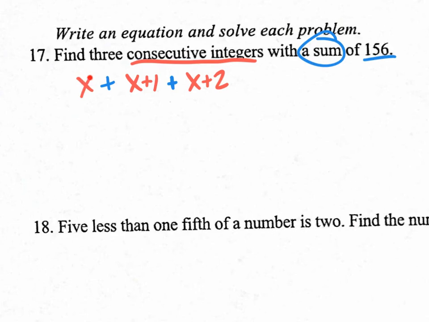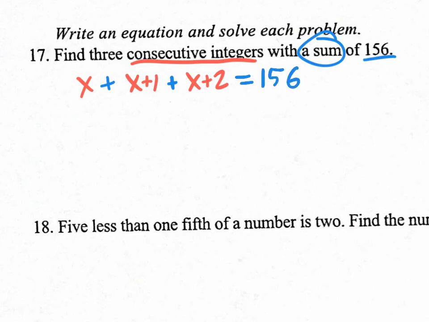Whatever this is, if it's a 7, then this is going to be 7 plus 1, which is going to be 8. This is going to be a 7 plus 2, which is going to be 9. 7, 8, 9. 3 consecutive numbers. Or 50, 50 plus 1, 51, 50 plus 2, 52. 50, 51, 52. Those are consecutive numbers. So this is the setup when you're finding the sum of 3 consecutive numbers. And we know that the answer of that sum should be 156.